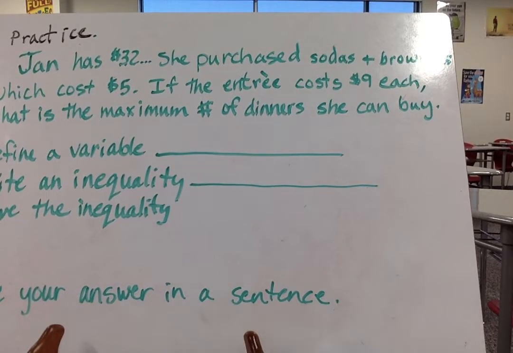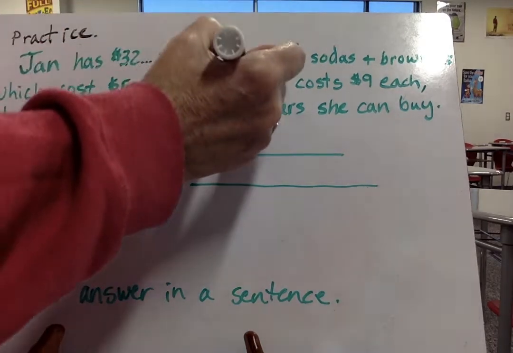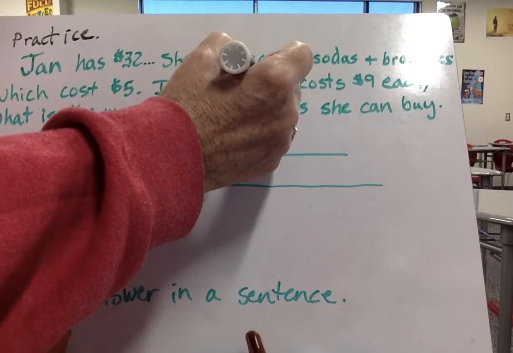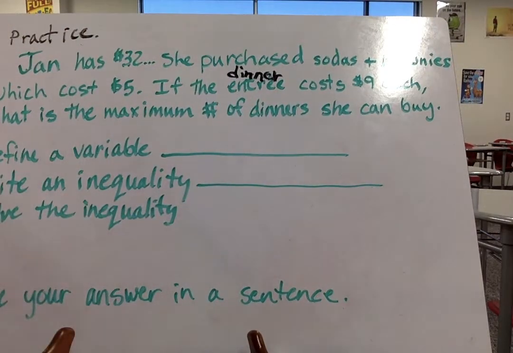Jen has $32 to spend on dinner with her friends. She purchased sodas and brownies, which cost $5. If the entree, do you guys know what entree is? That's kind of a fancy word. The entree is kind of like the main dish, so I'm just going to put dinner. You can cross it out and put dinner as well. If the dinner costs $9 each, what is the maximum number of dinners she can buy?